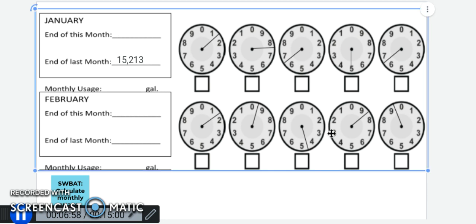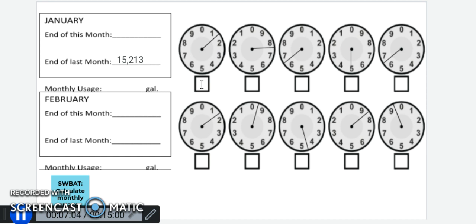And then how you're going to calculate your monthly usage is you're just going to subtract them, the difference between the end of this month and the end of last month. So I got that February meter to read 19,489. So the difference I got between those two is 1,843, and that's going to be your monthly usage for February. Go ahead and try March and April as well.